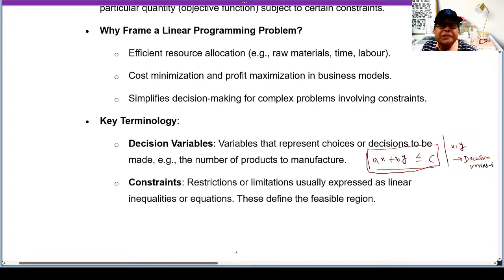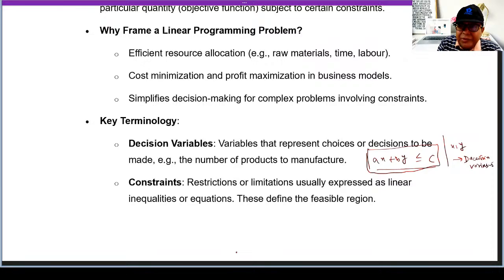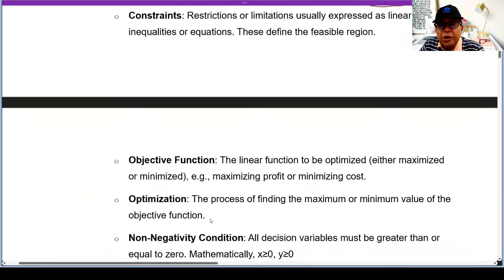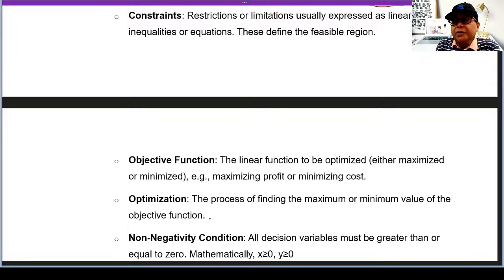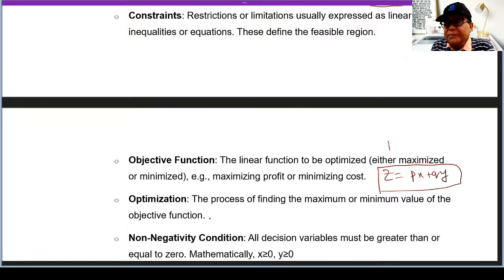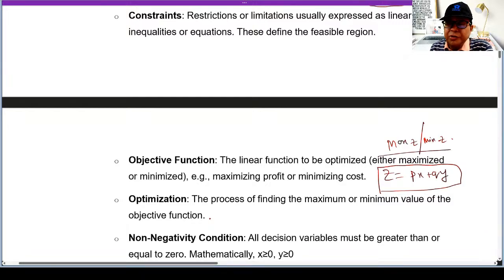In MCQ, a question can arise from every corner of it. So what is the meaning of constraint? That you must know. This whole inequality is a constraint. Objective function: you are going to maximize or minimize a function which is also linear, that is of the form z equal to say px plus qy. This is called the objective function, and you will maximize z or minimize z. It will be of this form px plus qy, where p and q are constants.